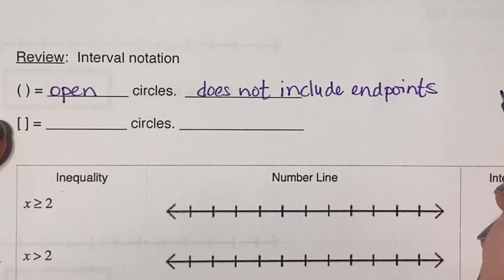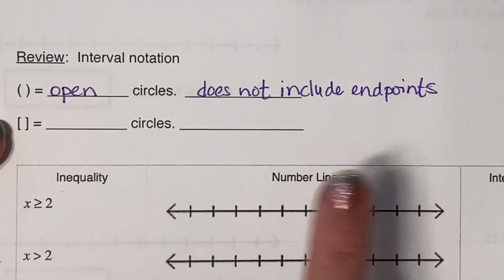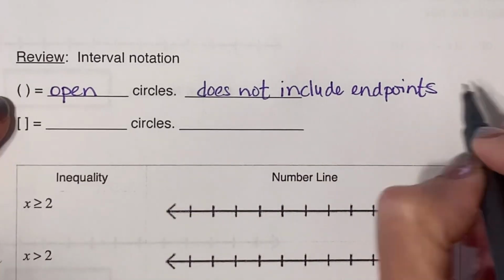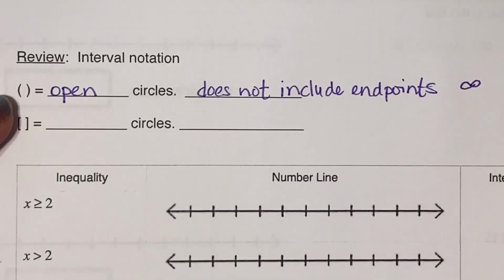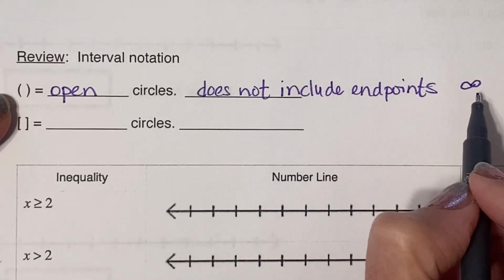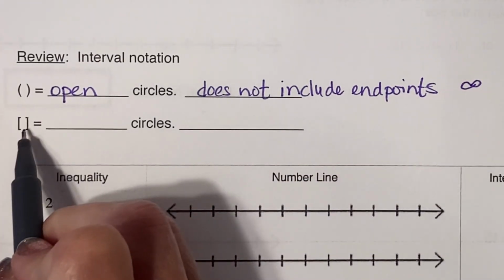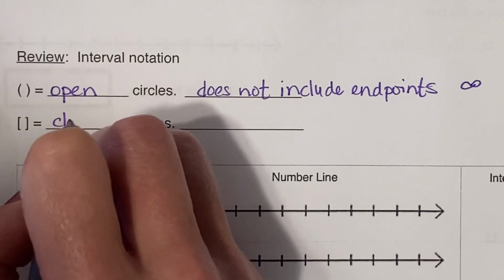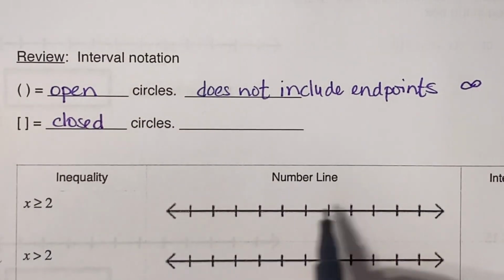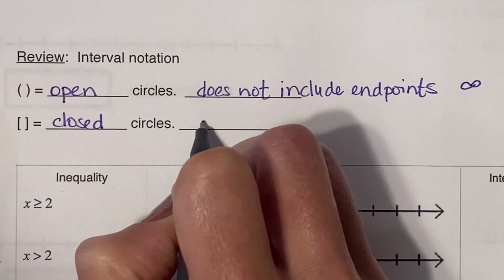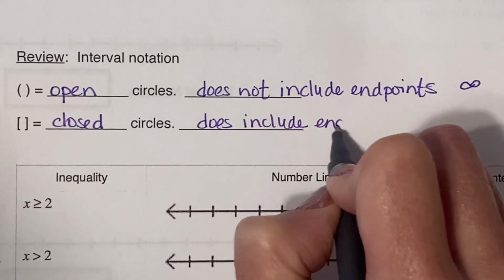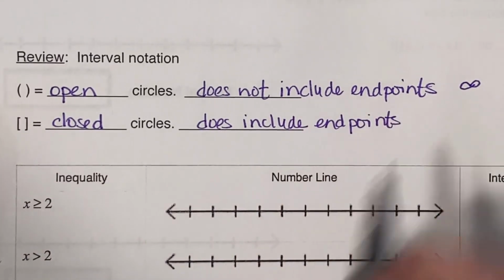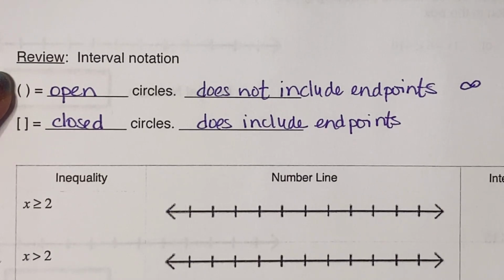Also, just good to know, when we're graphing an infinity, when our number line is going on forever in one direction, whenever you have infinity in interval notation, that's going to include a parentheses as well, because infinity is going on forever and you never quite get that endpoint. When you have brackets, that is referring to closed circles on the number line when we graph it. So that does include your endpoints. So parentheses are open, does not include endpoints. Brackets are closed, they do include the endpoints.